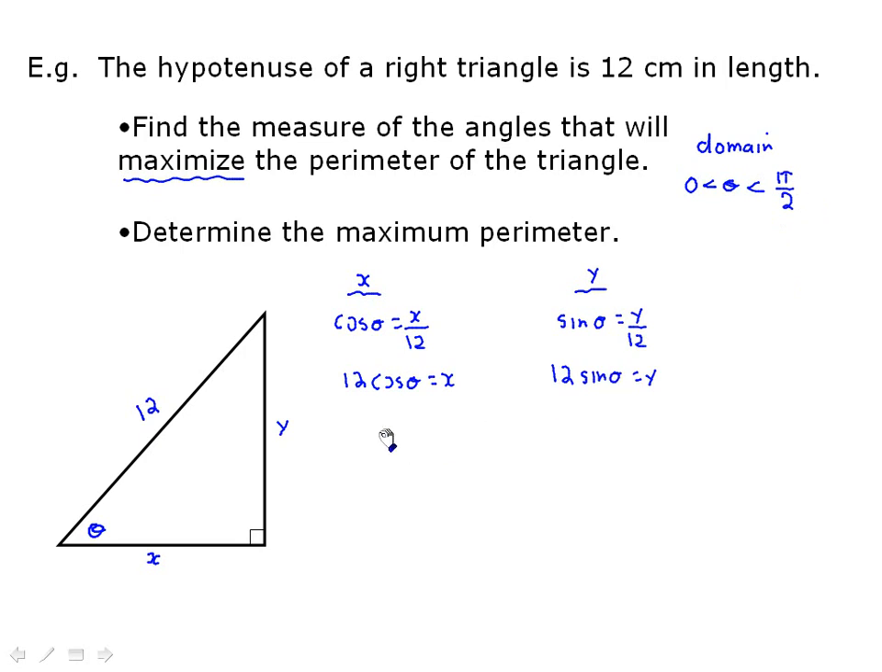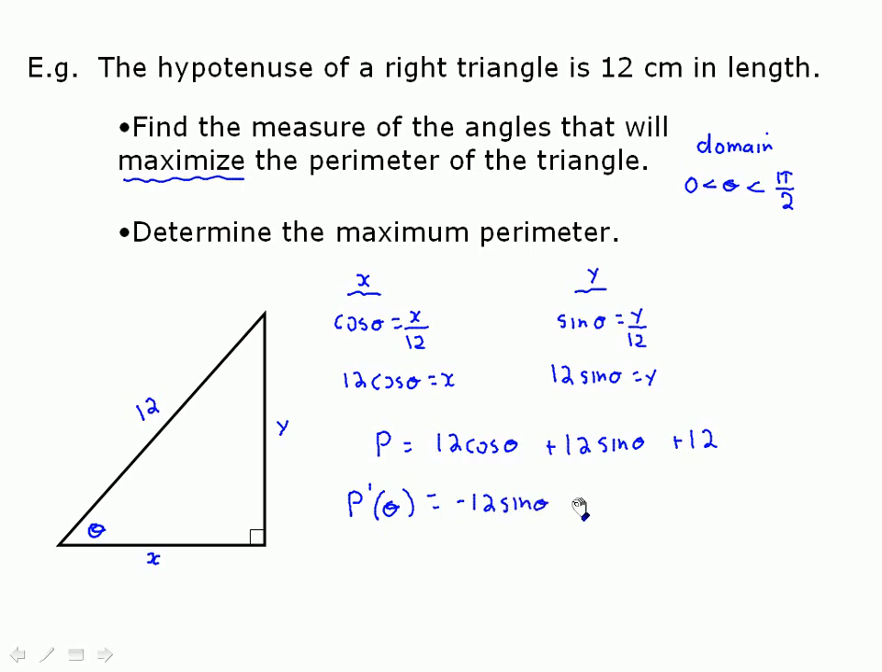Now the perimeter is going to be equal to the x plus the y plus the 12. So it's going to be equal to 12 cos theta plus 12 sine theta, and then plus 12. So then if you took the derivative, and I'll write this as p prime at theta, because the variable in question is theta. It is not a related rate. We're not trying to find out how it's changing with respect to time. So it's just p prime at theta. The derivative of 12 cos is negative 12 sine theta.